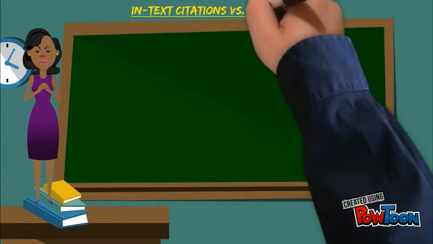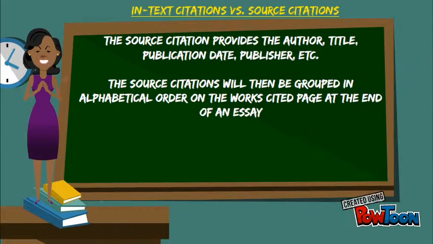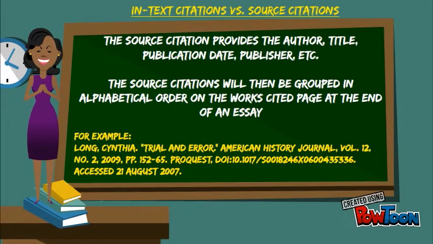The source citation is a formula that includes all of the publication information. It will then be grouped in alphabetical order on the works cited page at the end of an essay with all of the other sources. Notice the lengthy source citation below. You cannot simply copy and paste the web link to serve as your source citation because there are formulas.